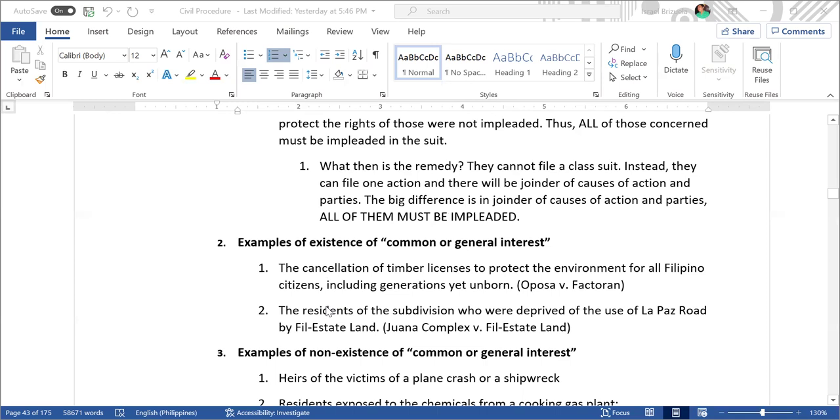Examples of existence of common or general interest. One, the cancellation of a timber license to protect the environment for all Filipino citizens, including the generations yet unborn. This is Oposa versus Factoran. And the residents of the subdivision who were deprived of the use of La Paz Road, in Wack Wack Complex versus Phil Estate Land.